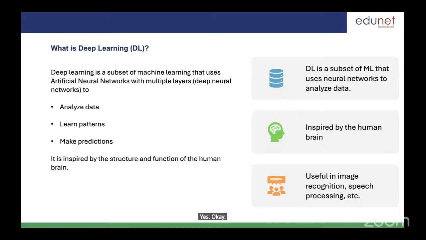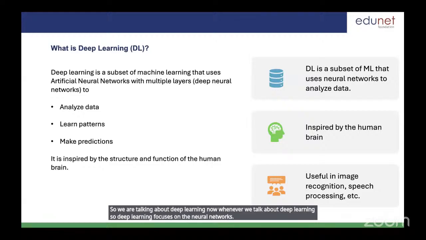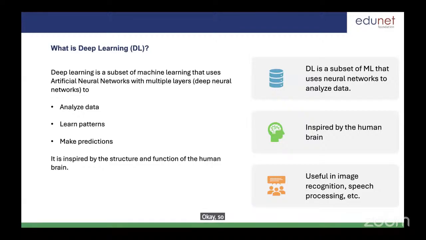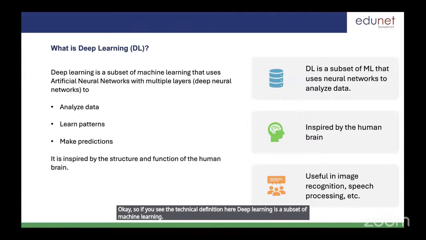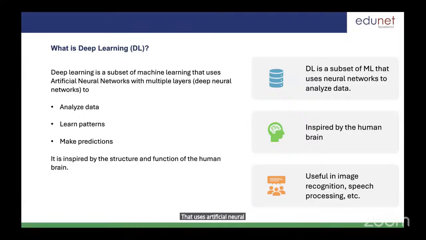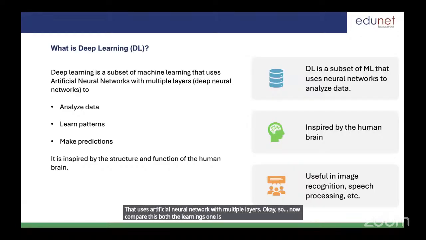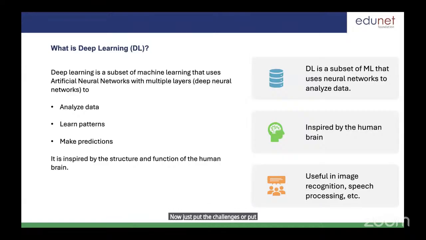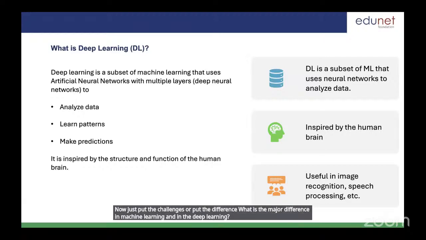So we are talking about deep learning now. Deep learning focuses on neural networks. The technical definition is that deep learning is a subset of machine learning that uses artificial neural networks with multiple layers. Now compare both learnings, machine learning and deep learning. Tell me the difference. What is the major difference between machine learning and deep learning? Yes, students.